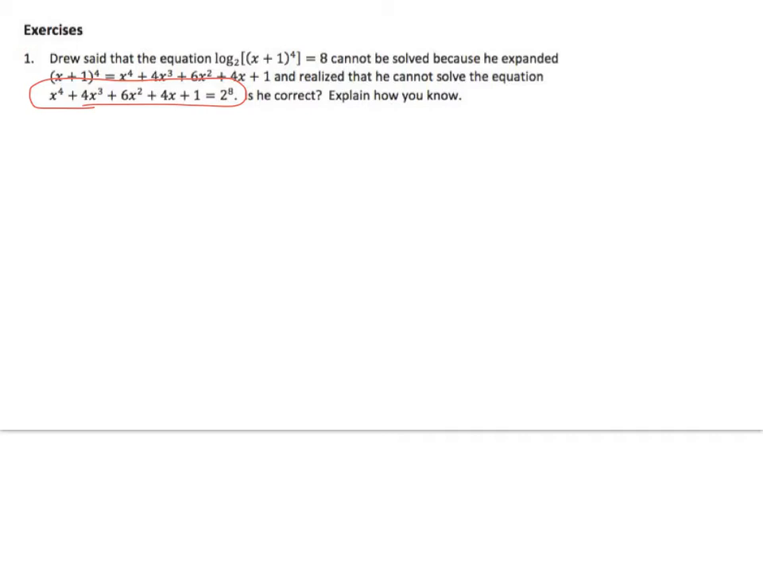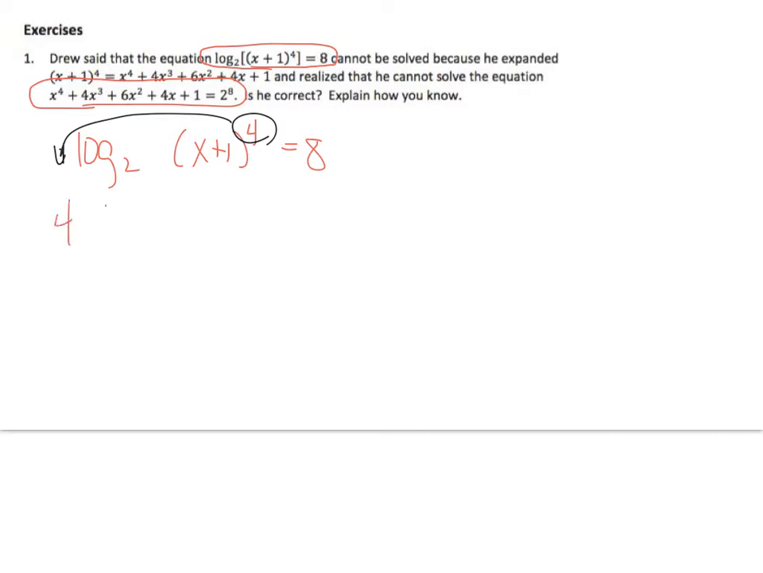Well, let's try our rules of logarithm to solve this part of the equation and see if we can get it. I'll rewrite this down here. Log base 2, x plus 1 to the 4th power equals 8. Now I'm going to use our little trick of exponents. I can drop that over here. Let's see if it all works. So 4 log base 2 of x plus 1 equals 8.